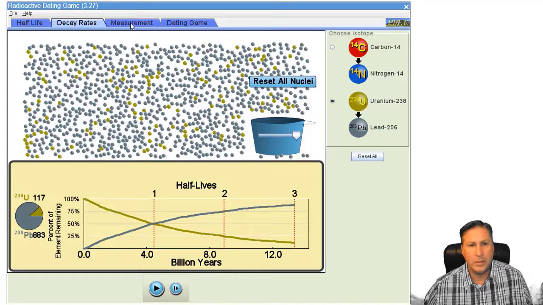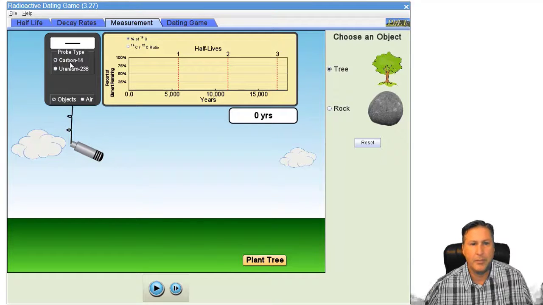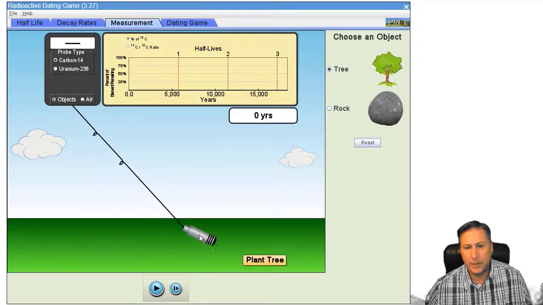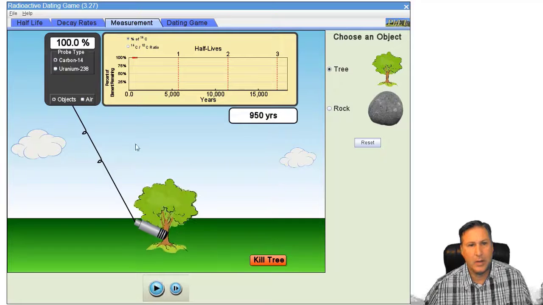So let's talk a little bit about the next part, which is measurements. In this simulation, they just use a Geiger counter. In this Geiger counter, you can either have it measure carbon-14 or uranium. So you can do things like plant a tree and let that tree grow. If you measure the radioactivity, notice it stays at 100%. 100% of what? Of what the outside air is. So the tree should have the exact same radioactivity as the air, as the ground.